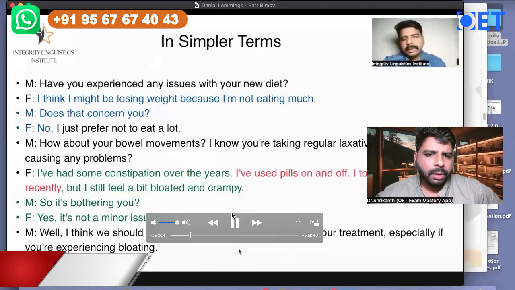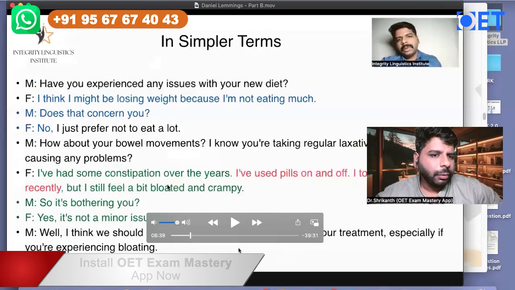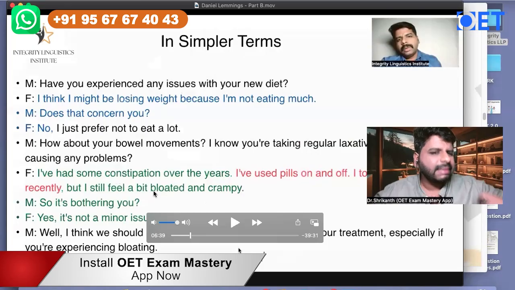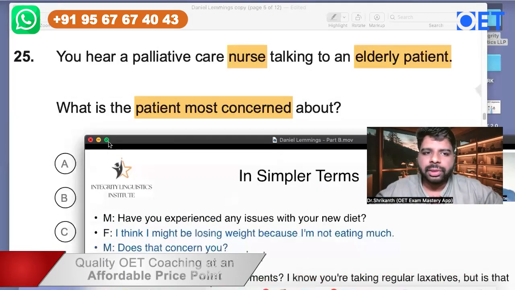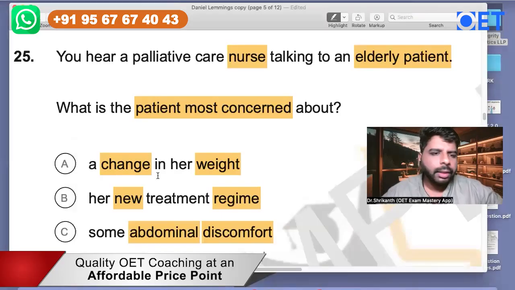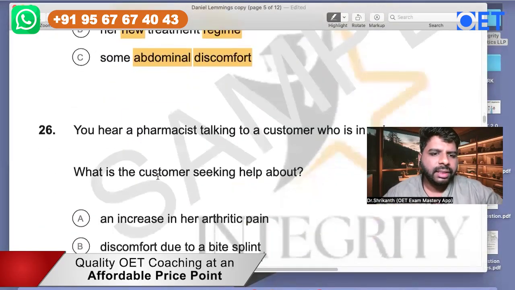All right. So did you give importance to the emotions coming across when she said, I still feel a little bit bloated? She was not saying it normally. She was putting some stress there. She was expressing her emotions that she is very, very concerned. That is what we call emotional priority. All right. So now let's go to the 26th question.